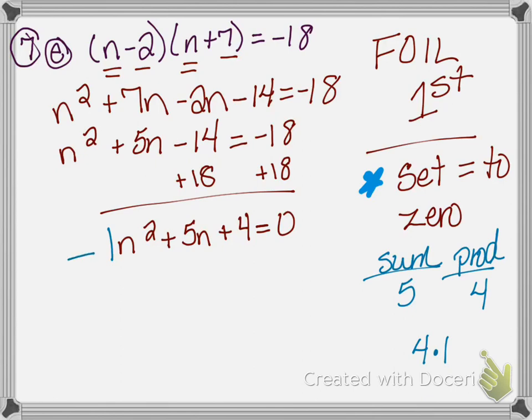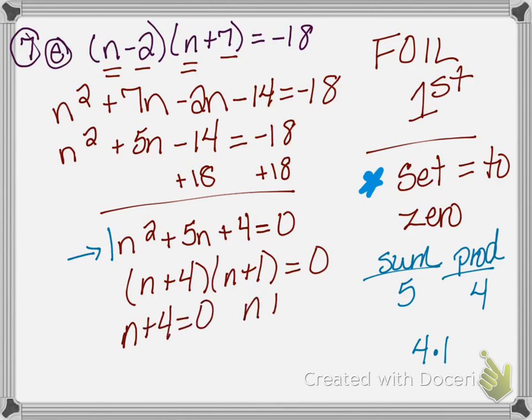Now, we have a 1 in front of this n squared. Because this is a 1 and not something other than 1, I am able to just put my 4 and my 1 in. So I'm able to do n plus 4 and n plus 1. The only reason that I'm able to do that is because my n squared has a 1 in front of it. If it's like any of the others where it doesn't have a 1 in front of it, then you have to do your sum and your product, and you've got to split your middle term. Now I'm going to do n plus 4 equals 0, n plus 1 equals 0, so n is negative 4 or n is negative 1.